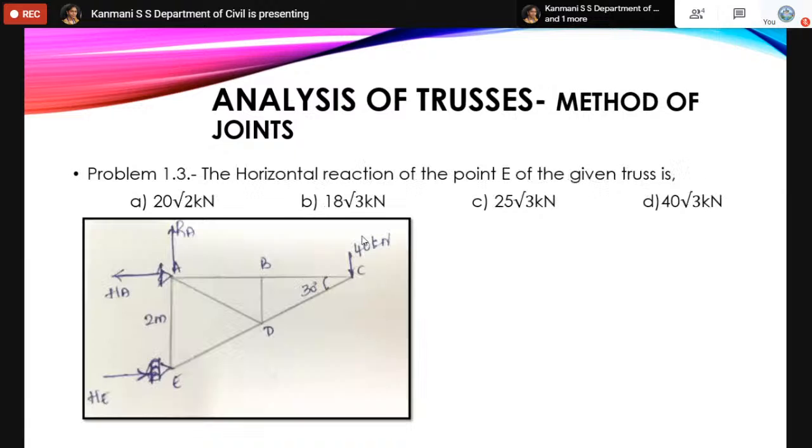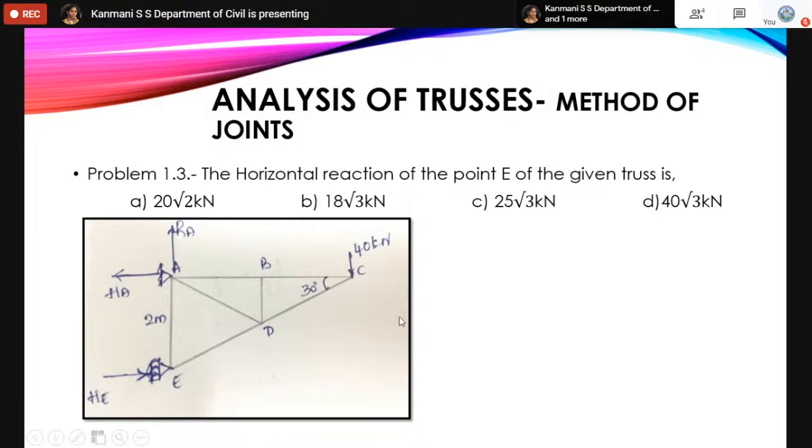Moving on, problem number 1.3. They said find the horizontal reaction at the joint E of the given truss. This is the truss we have. So they gave one hinge and one roller support, and there is a load acting at joint C. They want us to find this HE. Finding HE is very simple. We apply equations of equilibrium externally, taking moment about A equal to 0. We want HE, so I'll take moment about A equal to 0.